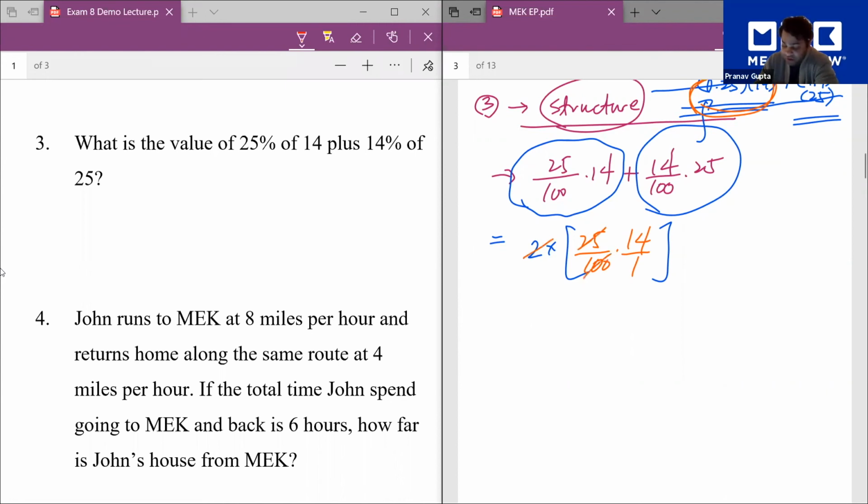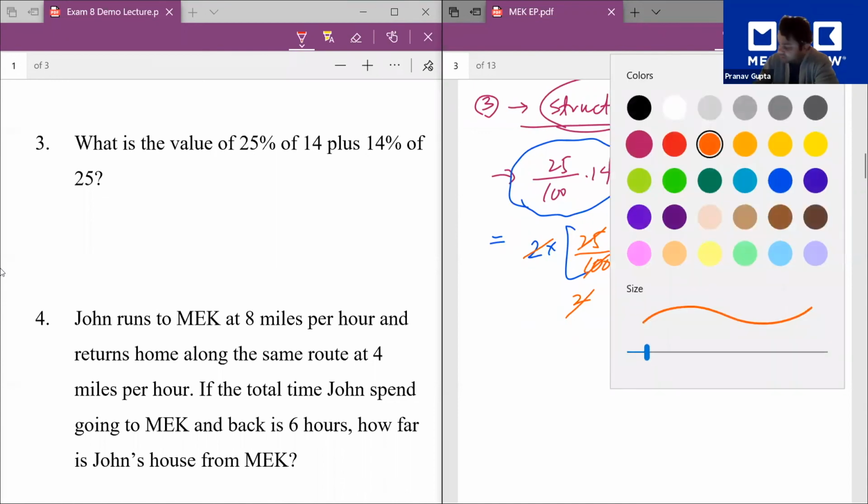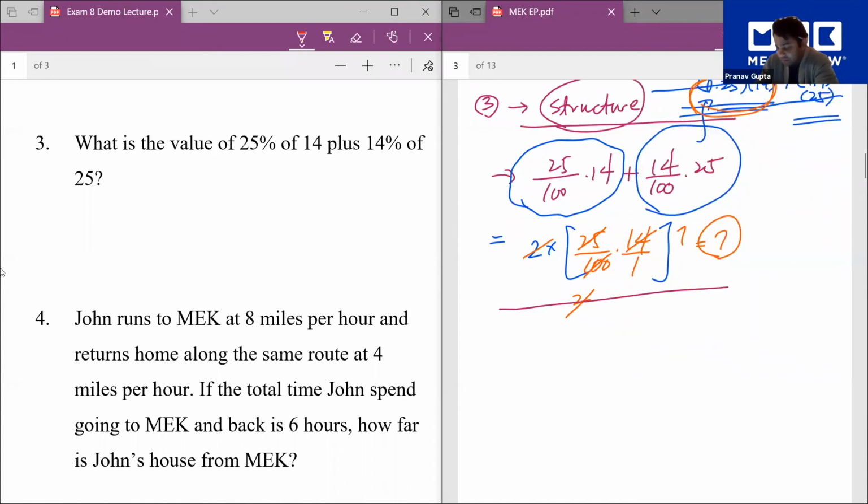2 times 25 is 50, cancel with 100, which is 2. 2 times 14 is 7. The answer is 7. So almost everyone got this right from the chat, but not everyone probably did it the right way.